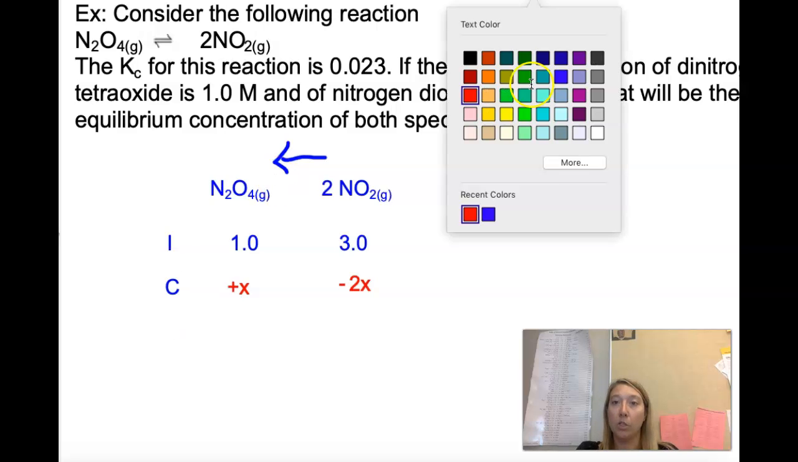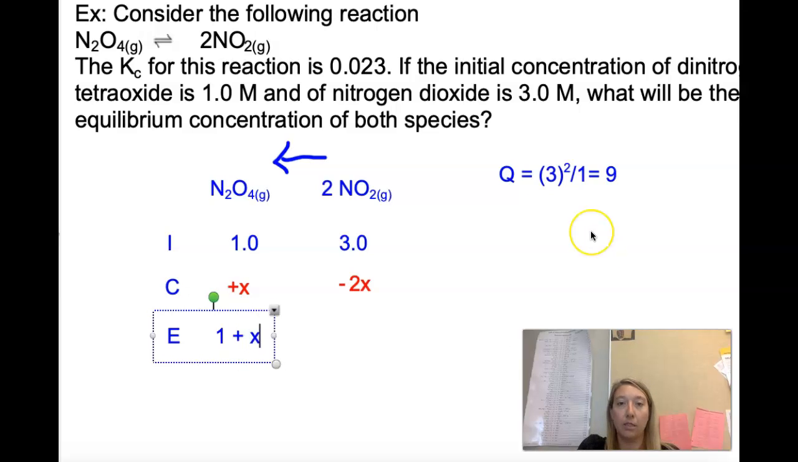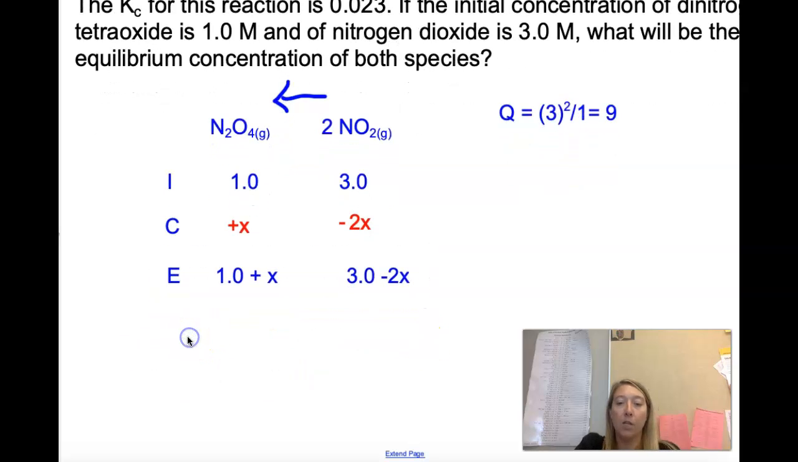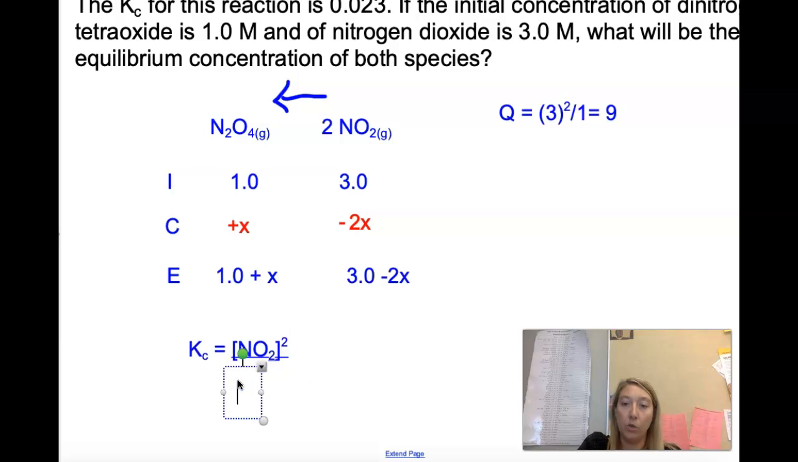So equilibrium concentrations. So this is going to be 1 plus X, and this is going to be 3 minus 2X. Okay, you can leave the 0.0 in if you want. You can drop it if it makes it easier for you to solve the question. Just remember that when you actually do go back and finish answering the question, these had 1 decimal place in them. Okay, so we have that our Kc is equal to the concentration of NO2 squared, and that is divided by the concentration of N2O4.